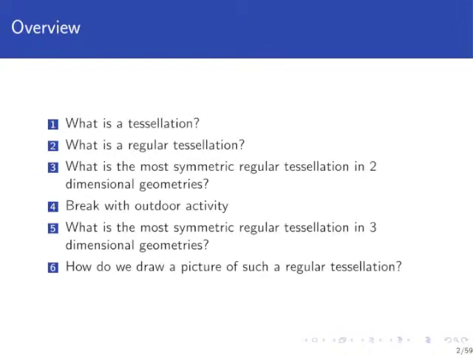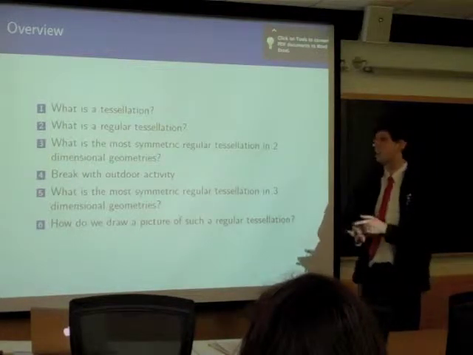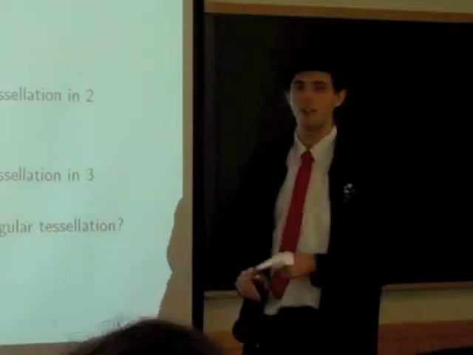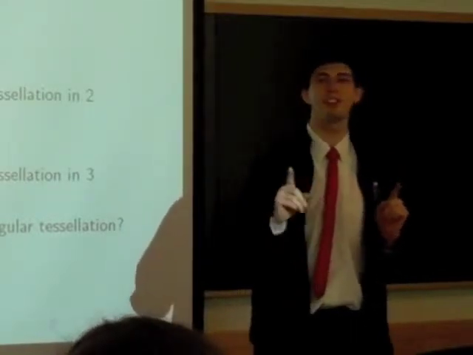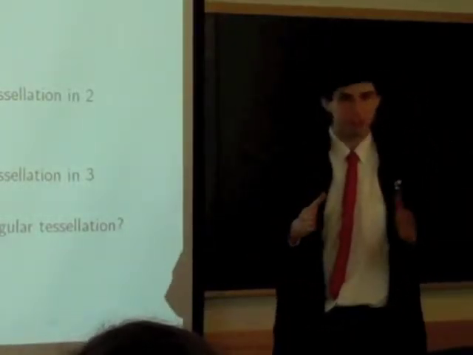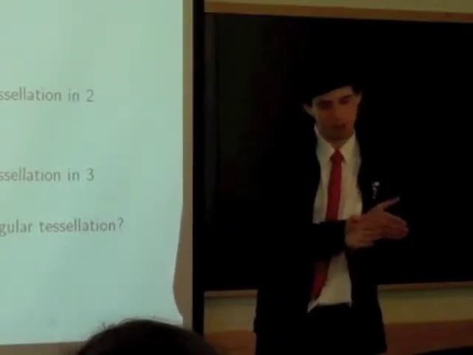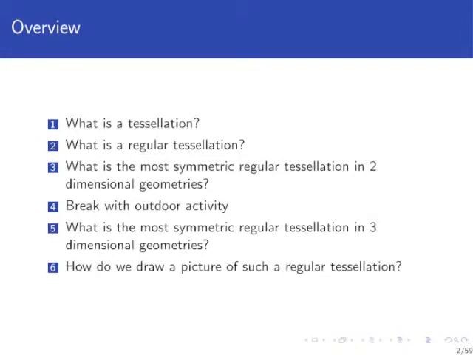The first half of the talk will address the question, what is a tessellation? Then what is a regular tessellation? And then what is the best tessellation we have in two-dimensional geometries? And then there will be a 10-minute break with an outdoor activity involving a sculpture outside of this room. And then we will conclude this talk with a 15-minute part which will transfer the first half of the talk to 3 dimensions. And then the last part of the talk will show 2 drawings.